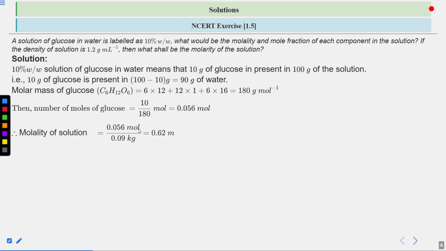Then coming on to the molality of the solution. The molality formula is number of moles of solute by mass of the solvent in kg. The mass of the solvent was 90 gram. We convert this into kg by dividing it by 1000, which gives 0.09 kg. So the molality is 0.62 m.